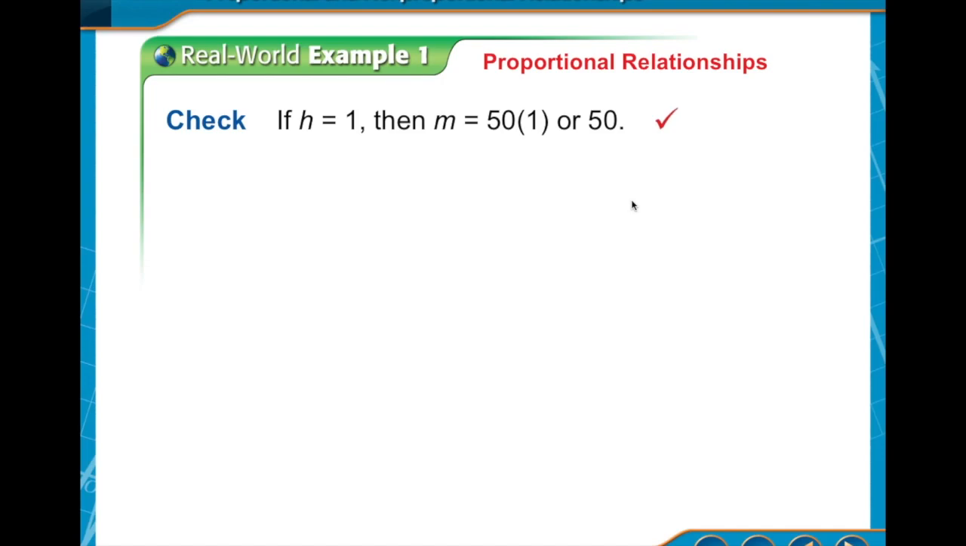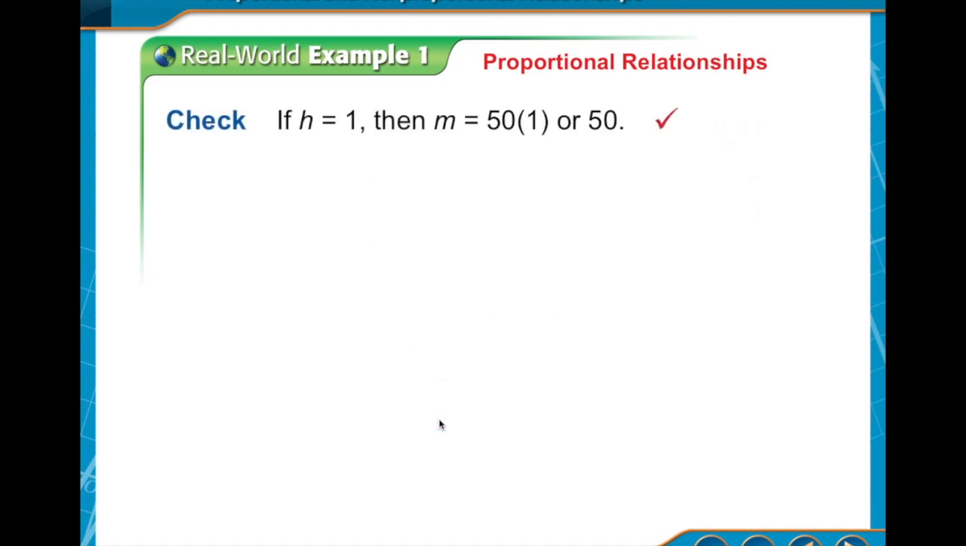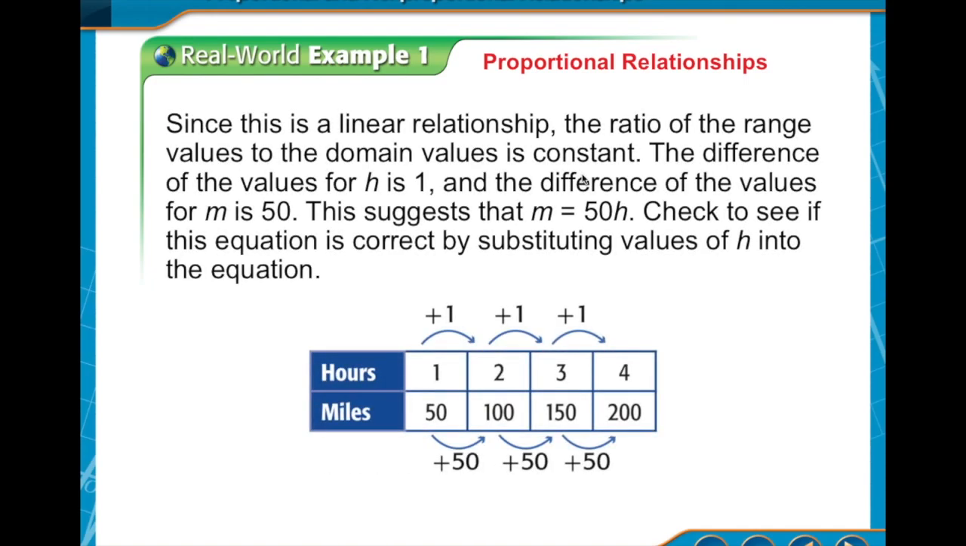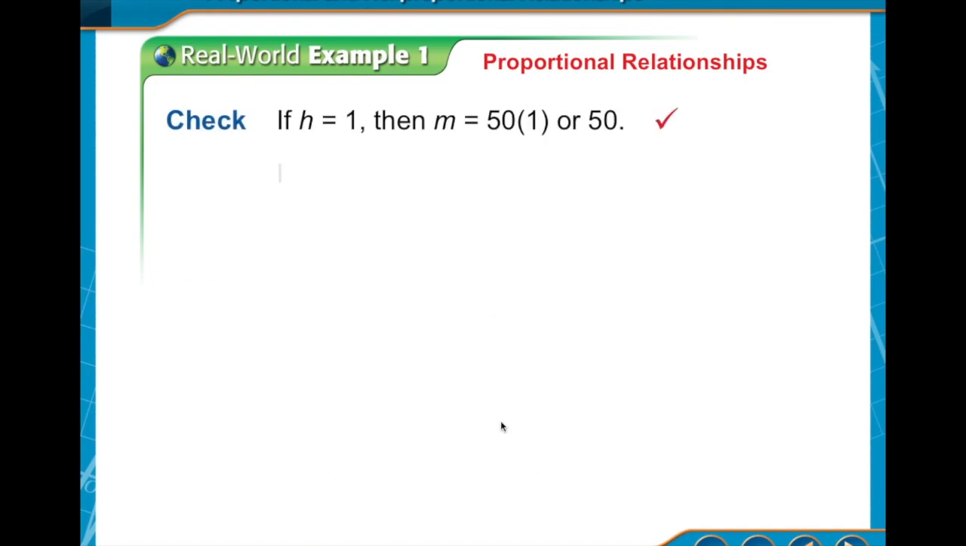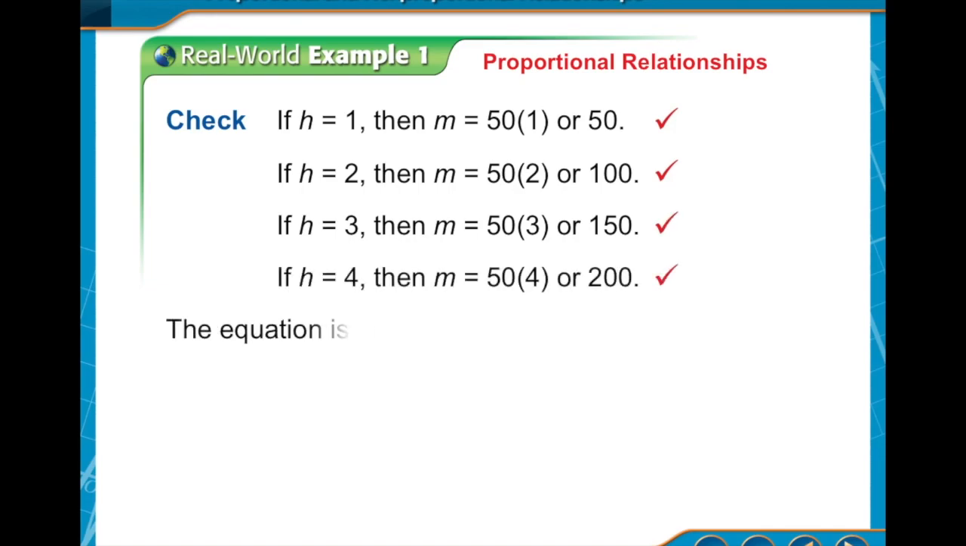So we can check to see if this is indeed true. If h is 1, what do we get? Well, plug in a 1, we get 50. Is that a point in our table? Yes, it is, 1, 50. So if we plug in a 2, what do we get? Well, 2 times 50 gives us 100. Is that a point in our table? 2, 100. So yes, those work. We could do the same thing with 3, and that checks out. 4 does as well. So we know our equation is indeed correct.